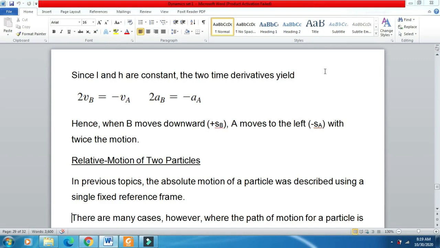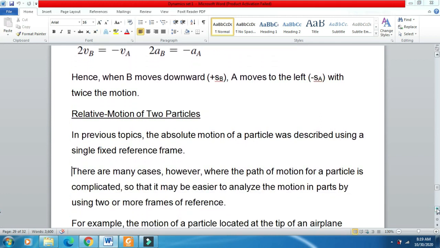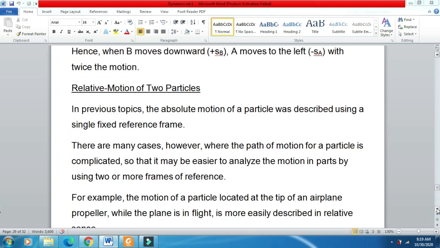Next topic is relative motion of two particles. In the previous topic we assumed the quantities, the kinematic parameters, velocity, acceleration and position in the absolute sense, and we use a single reference system. Sometimes the analysis becomes easier if we consider the relative motion.